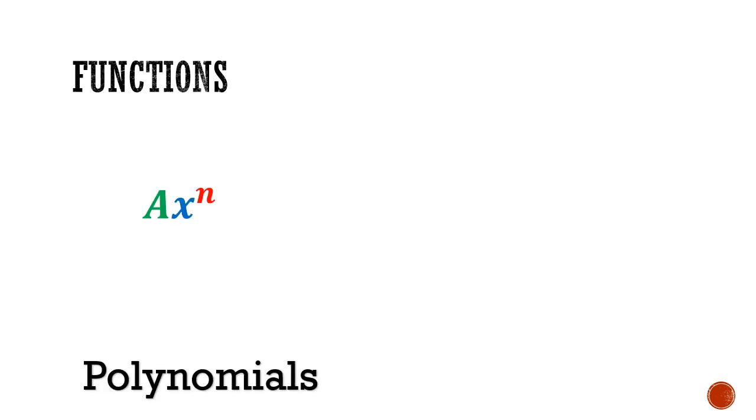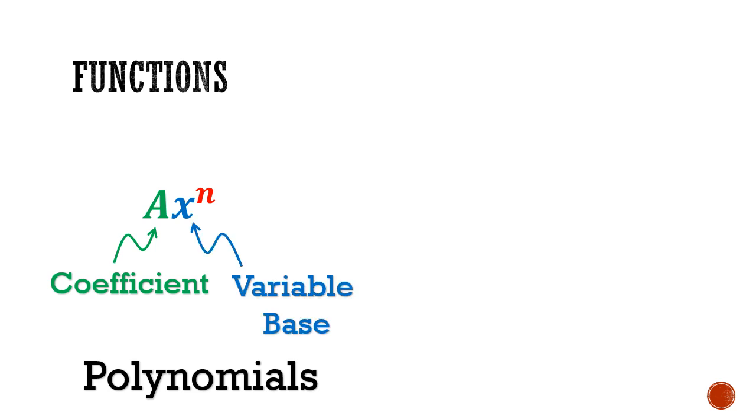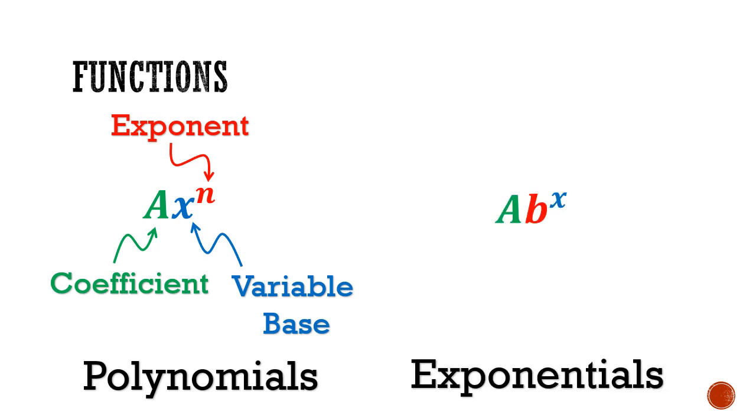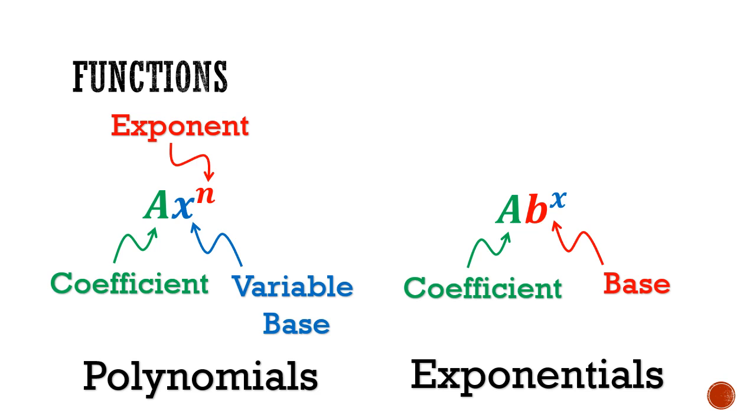Let's recall the two types of functions that we've covered so far. In polynomials, we have learned about monomials in the form of ax to the power of n, where a is the coefficient, x is the variable base, and n is an exponent. Then, in exponential functions, we have functions in the form of ab to the power of x. A is still the coefficient, but you'll see that the base here is constant and the exponent is the variable.